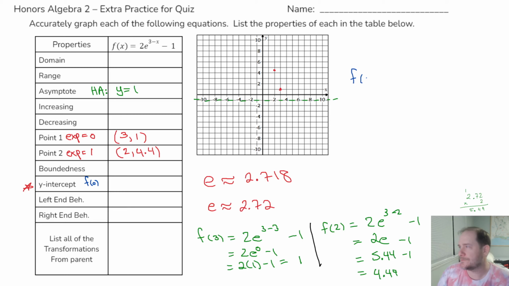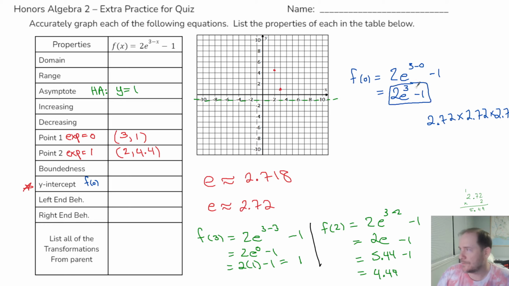So what is f of 0? F of 0 is going to be 2 times e to the 3 minus 0, minus 1. And so that's 2e cubed minus 1. All right, I'll be the first to admit that if you don't have a calculator, this would be pretty annoying to try to calculate. So I'm not going to ask you to do 2.72 times 2.72 times 2.72. What I'll ask you to do instead is just leave your answer in this form, okay?